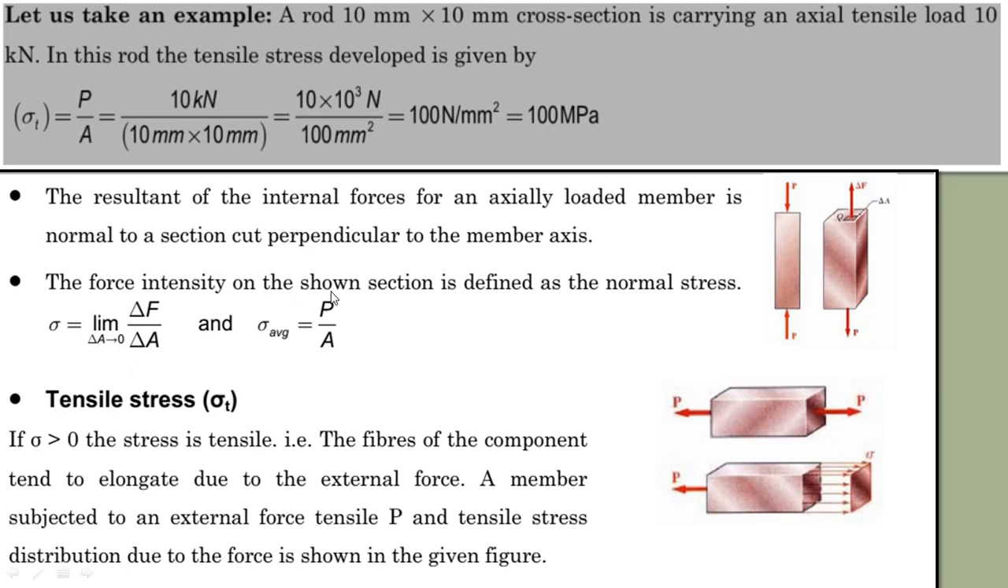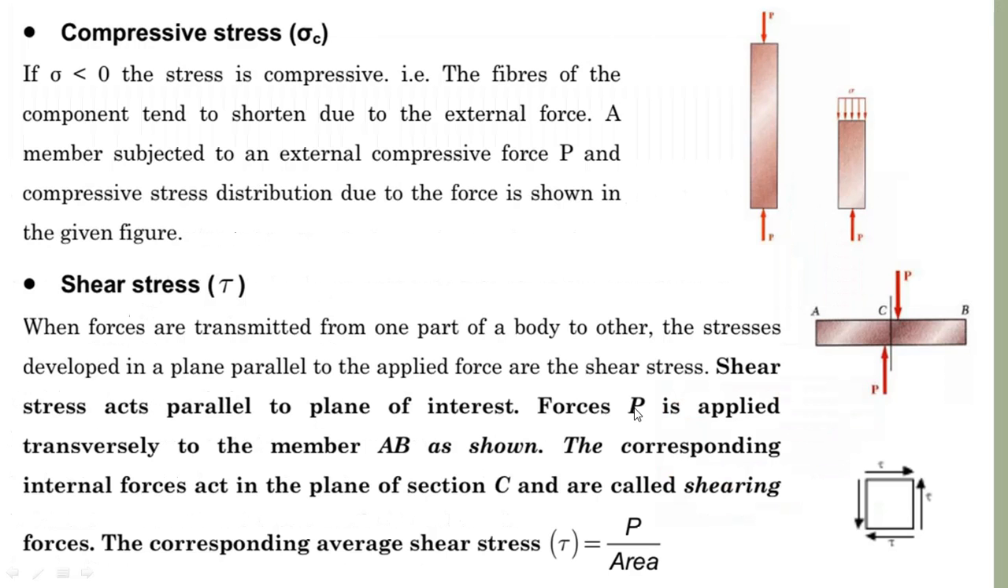Then tensile stress sigma T. If sigma is greater than 0, the stress is tensile. The fibers of the component tend to elongate due to external force. So this fiber will elongate due to external force. So that is the tensile. Now compressive, sigma C, for compression. If sigma is less than 0, the stress is compressive. So this is the compressive force acting, and this will create a reduction in the length of the member.